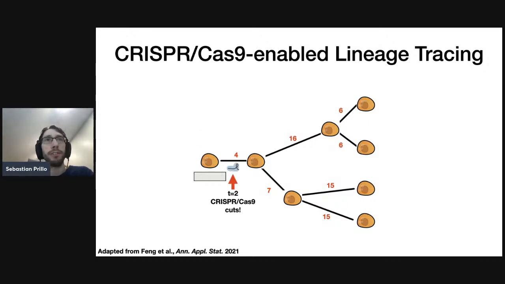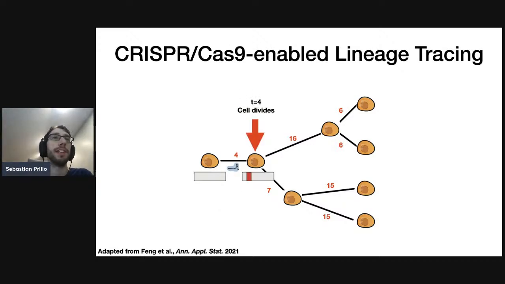So maybe at time t=2, before the founding cell even gets to divide, maybe Cas9 is going to locate, so identify, the leftmost barcode, produce a cut, and that's going to lead to an indel. So at time t=4, when the cell divides, the 2 daughter cells are going to inherit this mutation because, again, this is happening in the DNA sequence. This is why this is heritable. And both daughter cells will now have this mutation, and the process will now just continue independently over each lineage.